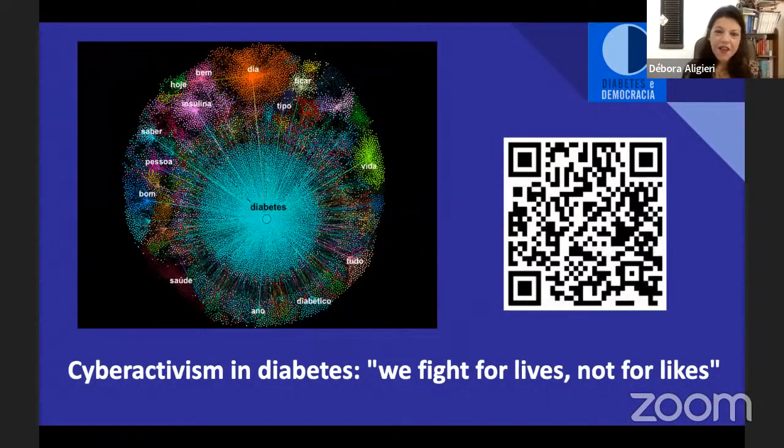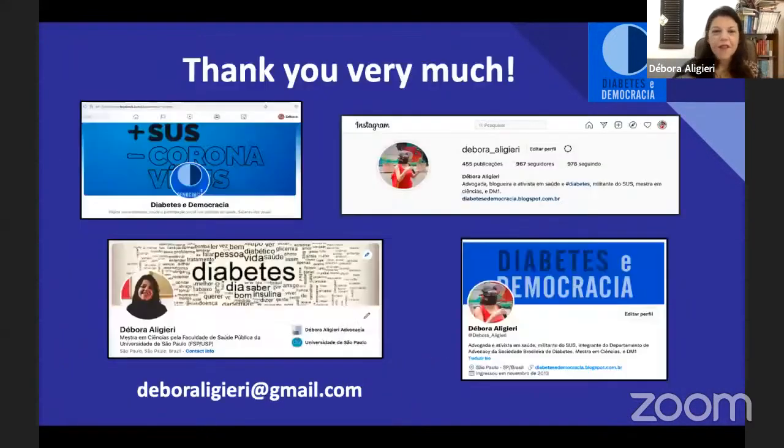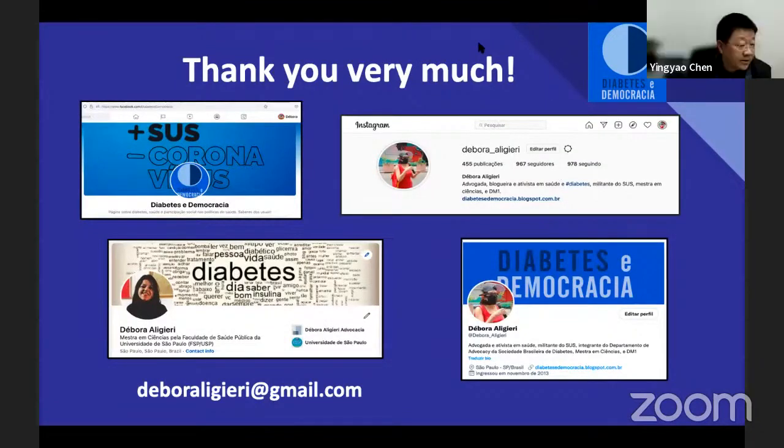And I think I finalize with the phrase that is in my research, the QR code. You can know better my research about cyber activism in diabetes, and we fight for lives, not for likes. Thank you very much.